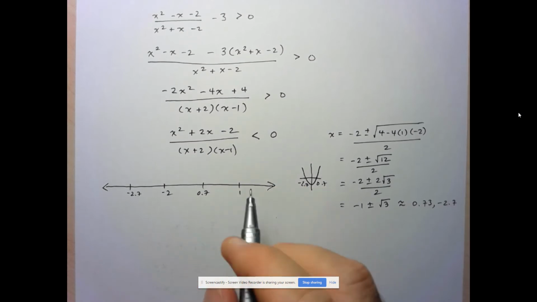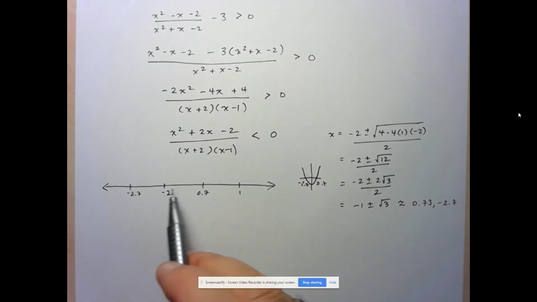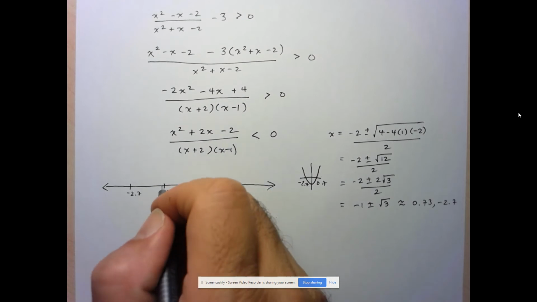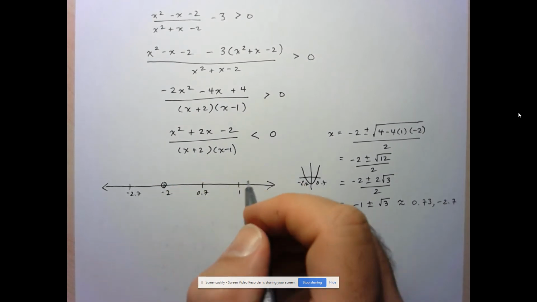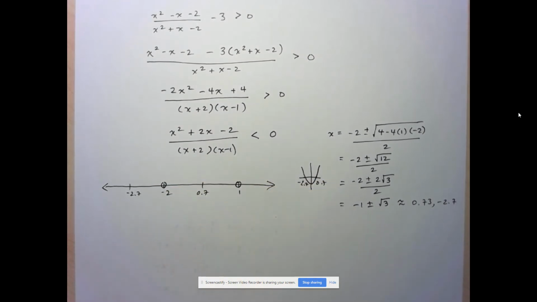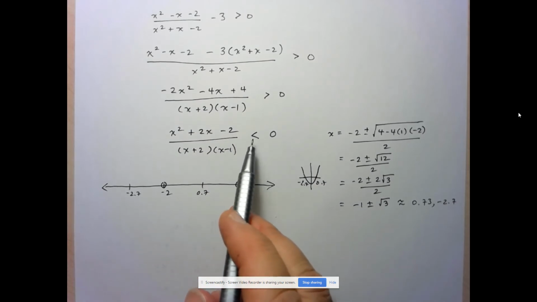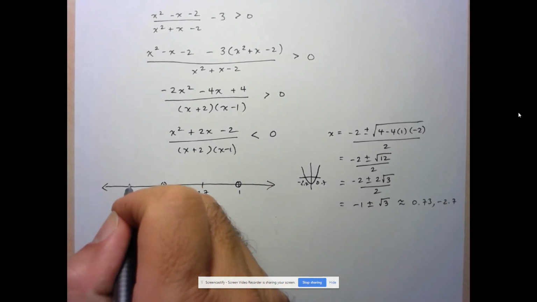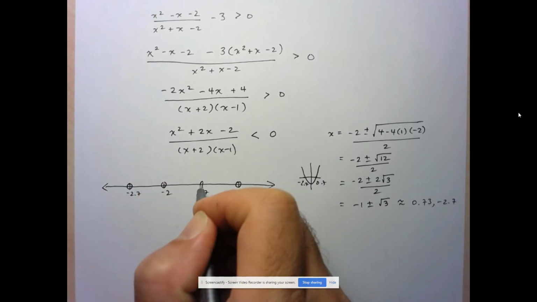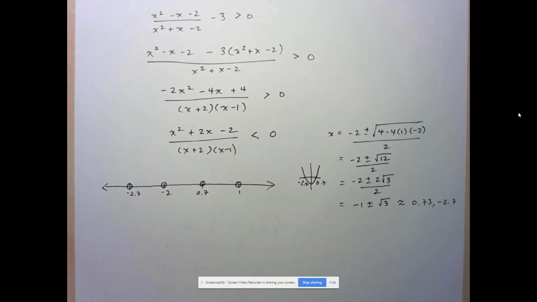Now, because these numbers here relate to vertical asymptotes, in other words, the expression doesn't exist, I'm definitely not going to include those. I would never include those. And here, because I'm looking for strictly less than 0, I'm also not going to include my x-intercepts because I'm not interested in when it's equal to 0. All right, so now let's go ahead and do our testing here.